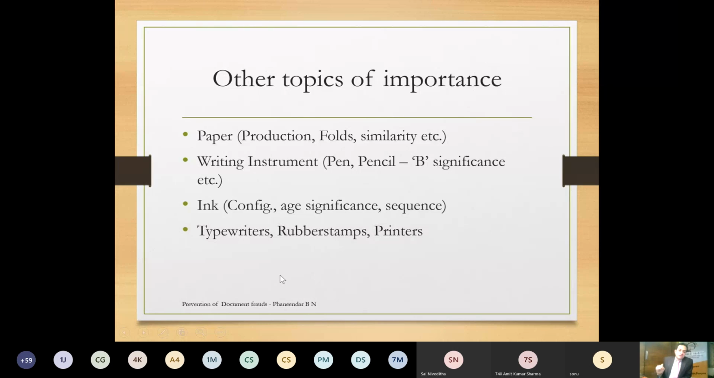Next, typewriters, rubber stamps, and printer examination. In a given set of documents, say for example, you have 10 sheets. If all 10 sheets are typed using the same typewriter, or have the same rubber stamp of the respective authority, or are printed using the same printer, there might be chances where a different typewriter was used for one of the sheets because it had too many corrections. That's why a new sheet was inserted, because they didn't want to have a lot of corrected paper in between.